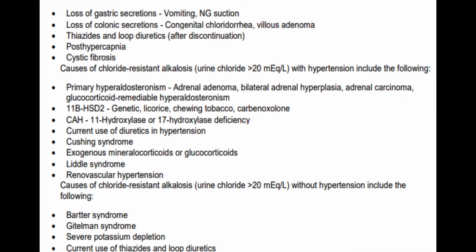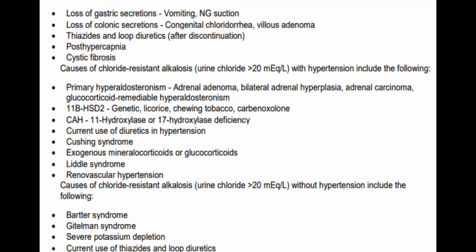So now coming to causes of alkalosis, these can be divided into two categories: chloride responsive alkalosis, when the urine chloride is less than 20, or chloride resistant alkalosis, where the urine chloride is more than 20. And in the chloride resistant type, there is with hypertension and without hypertension. There are two categories. So coming first to chloride responsive alkalosis.